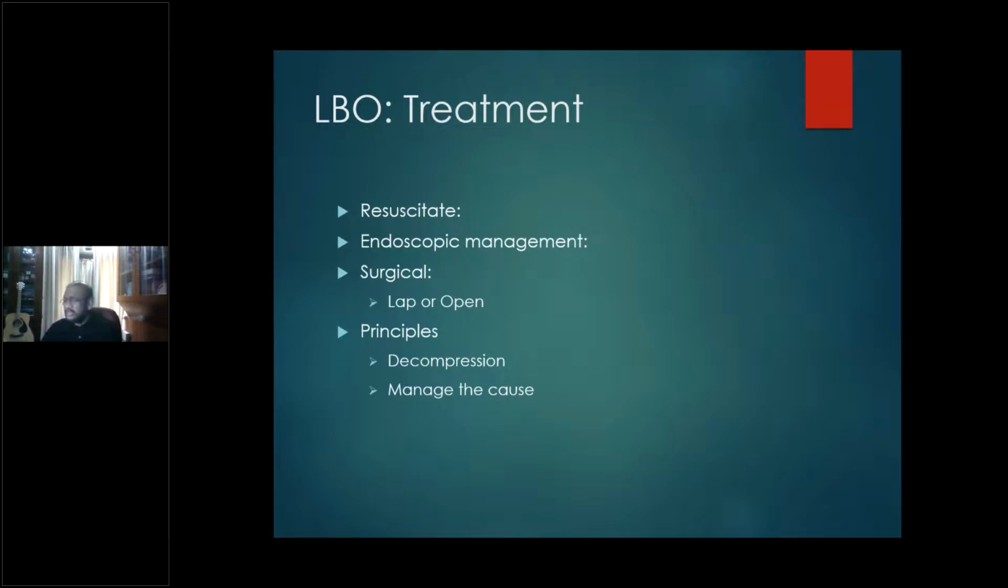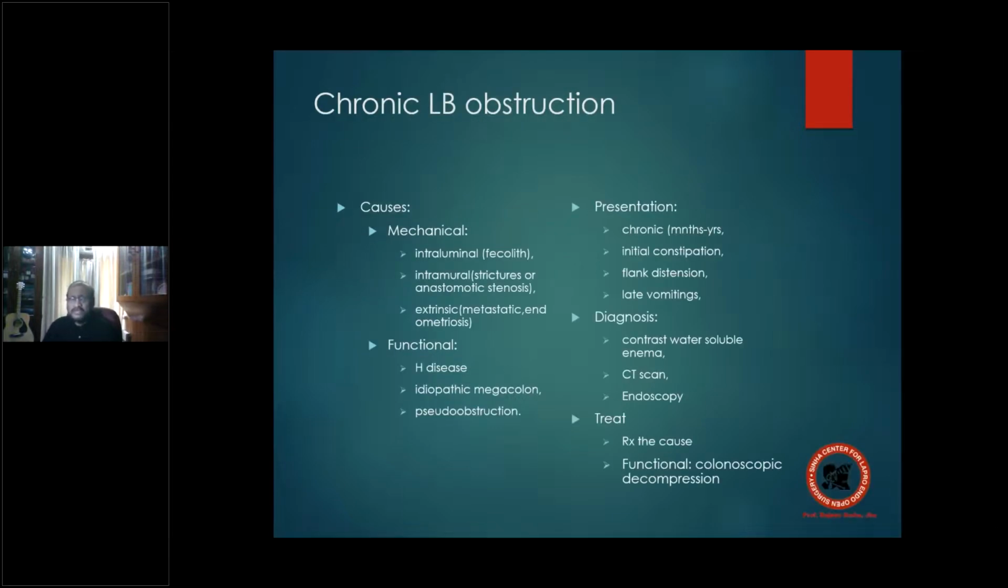Number 2, surgical. You can do a laparoscopic or an open approach. And what should you do? Number 1, decompress the distended bowel. That is the first thing. And then manage the cause, whatever the cause. If you have a volvulus, we already talked about that last time, what you do for a volvulus.